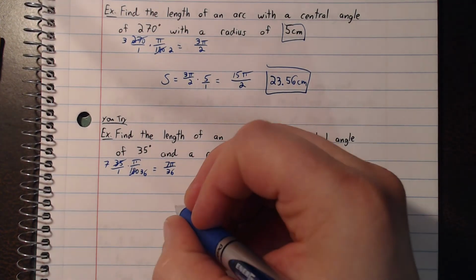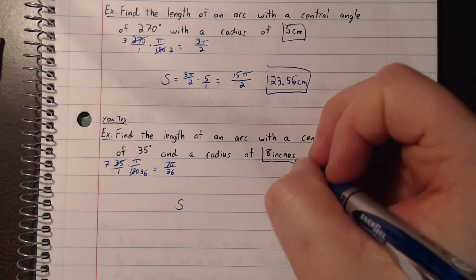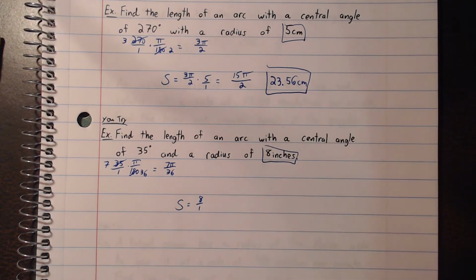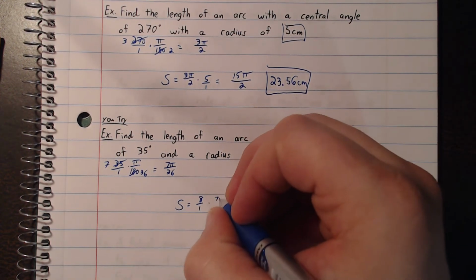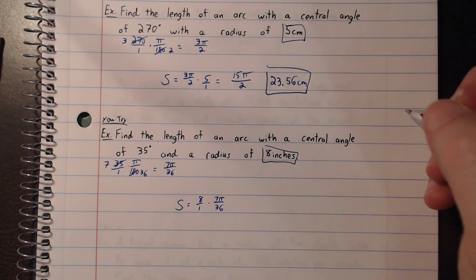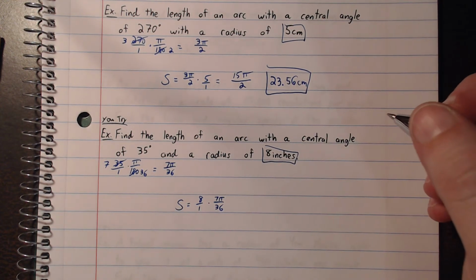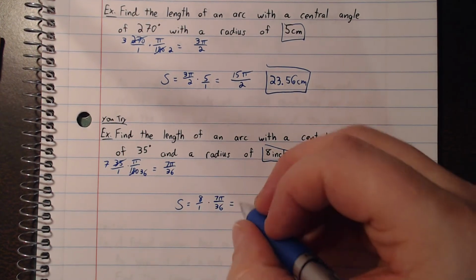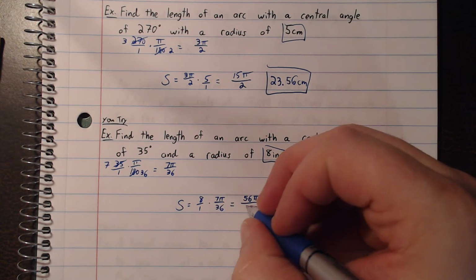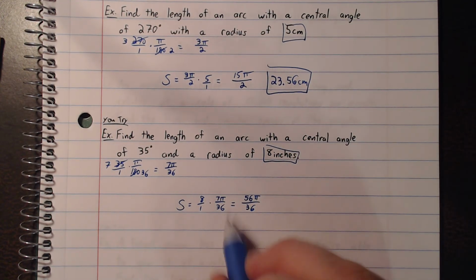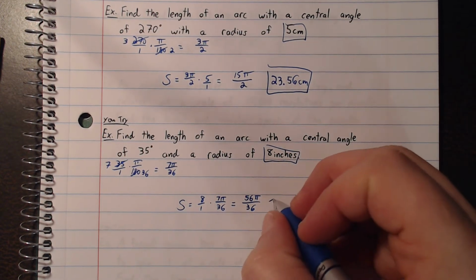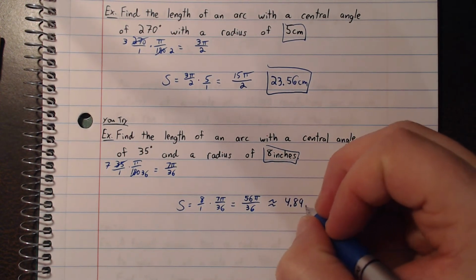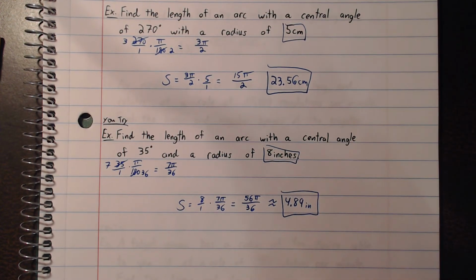If we want the arc length now, we know the radius is 8. We don't have to do anything to that. So we're just going to multiply 8, and I'm going to put over 1, times 7 pi over 36. We can multiply straight across at this point if we'd like to, because we're going to handle everything else in the calculator. So 56 pi over 36, punch that into your calculator, and it's going to come out to be approximately 4.89 inches. Be careful with your rounding.